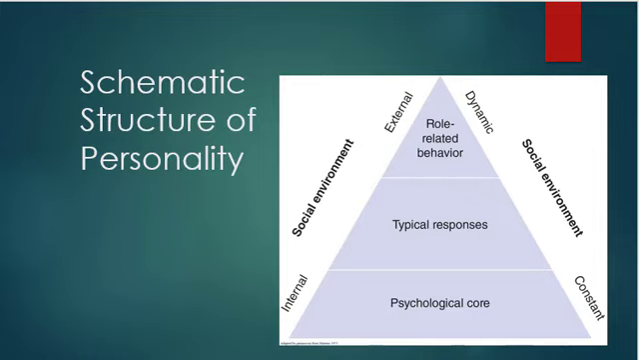So again, looking at this schematic from bottom to top, it's stable at our psychological core and more dynamic at our role-related behavior. Our psychological core is really internal to us, whereas the role-related behavior is the external and the part that is seen by lots of people. So that's how we can look at the structure of our personality.